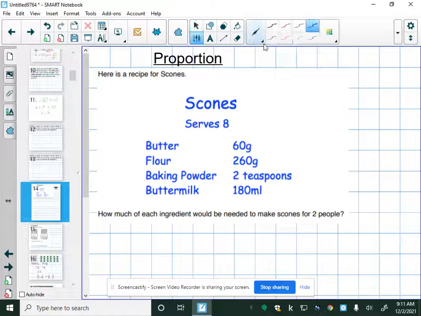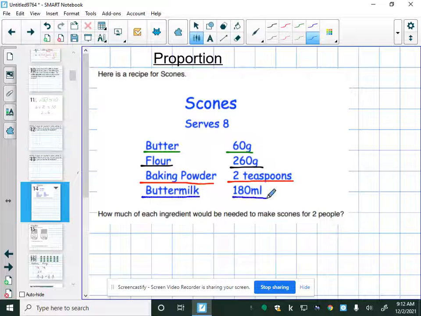Okay, now, the first thing I'm going to record up above here is the important information. Perhaps underline it. So, butter 60 grams is important, flour 260 grams. Again, information I want to be aware of. Baking powder 2 teaspoons, and buttermilk 180 mils.